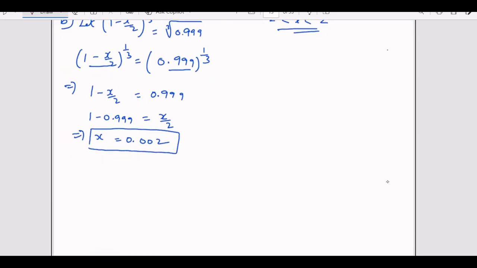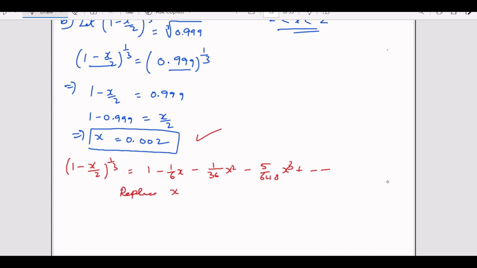x over 6. So as we know that our expansion of 1 minus x over 2 power 1 over 3, we have the expansion 1 minus x over 6, I'm just rewriting it from there, minus 1 over 36 x squared minus 5 over 648 x cubed, right? Now our x is 0.002. So replace your x by 0.002.